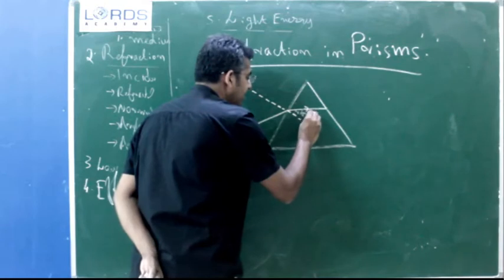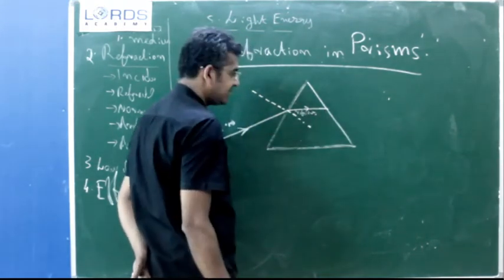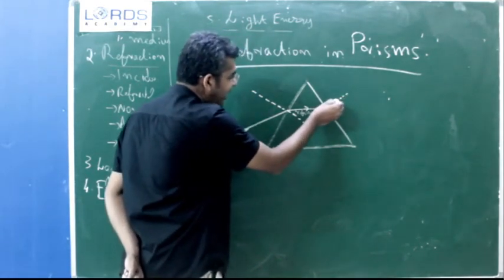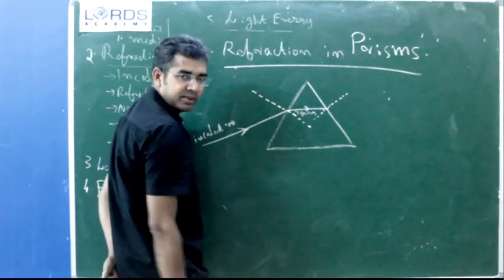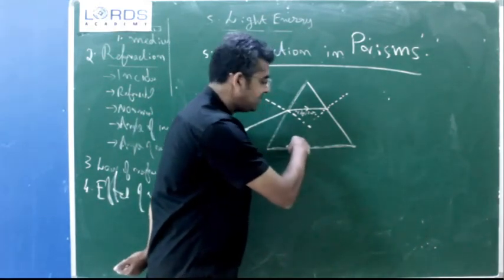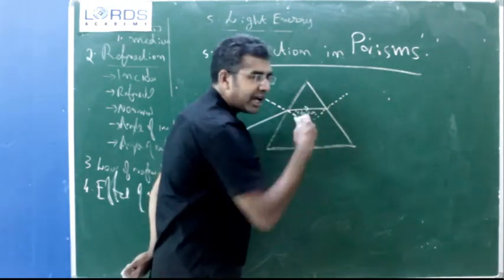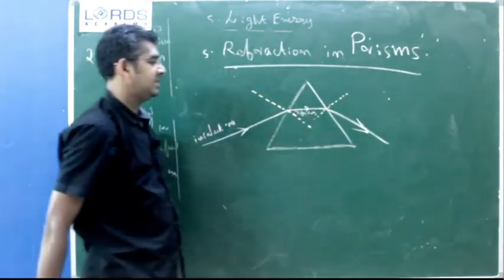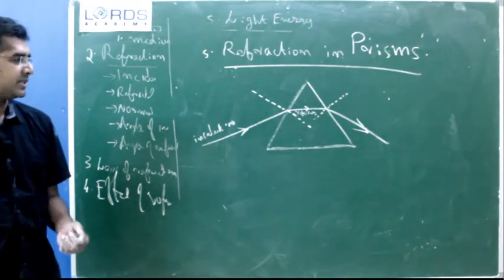Very good. Refracted ray. Here again there is a point of incidence, so it becomes an incident ray. Here we can draw, what am I drawing? Normal. Very good. So which medium to which medium? Denser to rarer medium. So it will come close or away? Away. Yeah. This is the refraction in prisms. Are you clear?